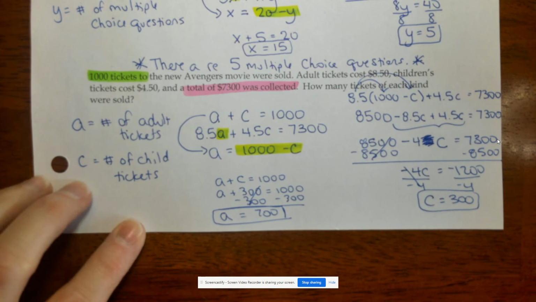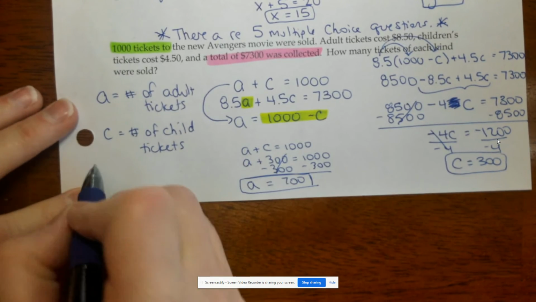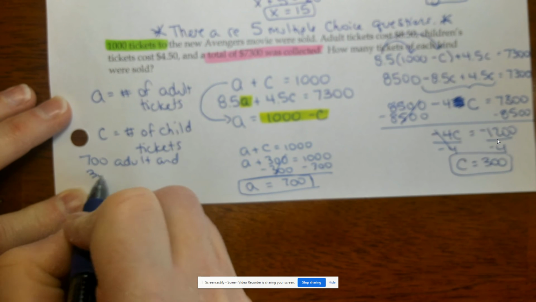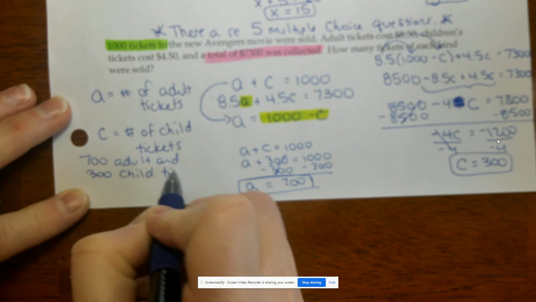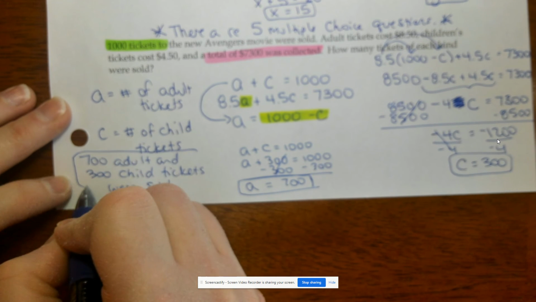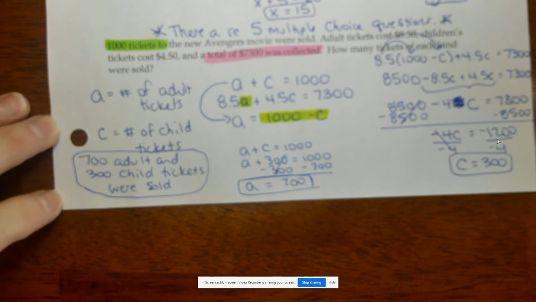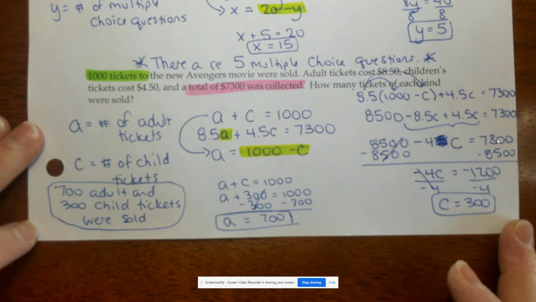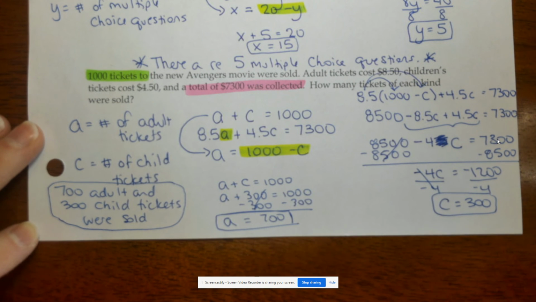Don't forget, you need a sentence for your final answer. So I'll squeeze it in over here. 700 adult and 300 child tickets were sold. And I have fit the bill. All right, so any questions, make sure that you're asking, and always refer back to that box at the top. Think about what are your totals, two different equations that have to come up to those totals, and then solving for the system of equations. Make sure you've got a final answer with words.